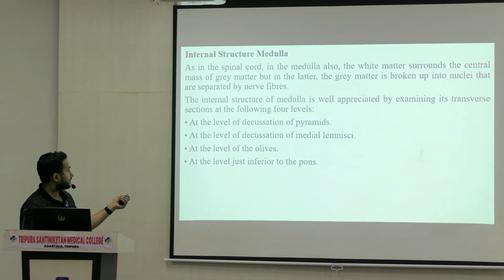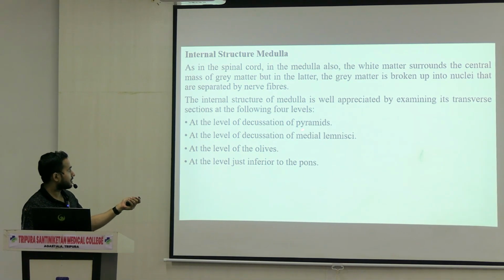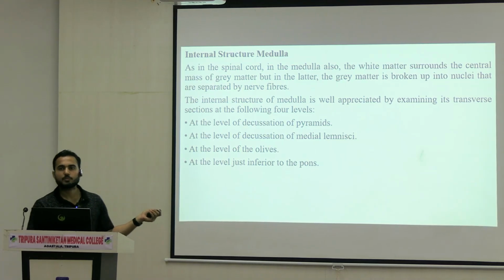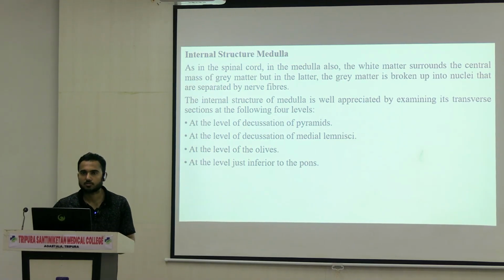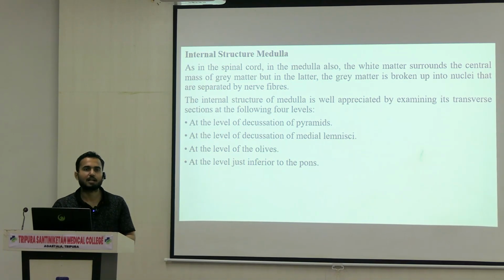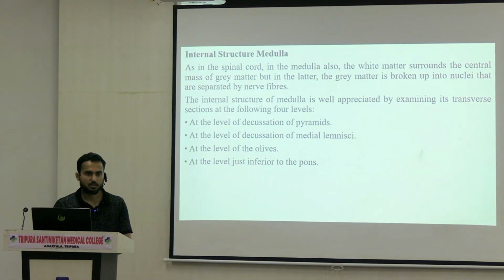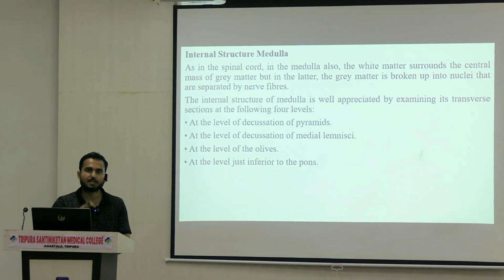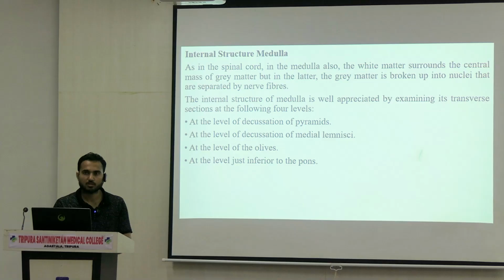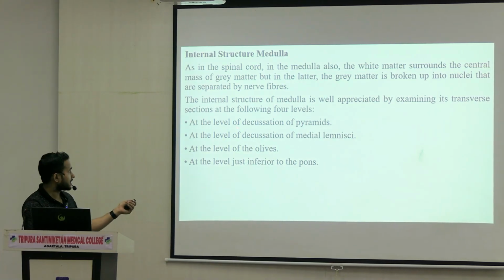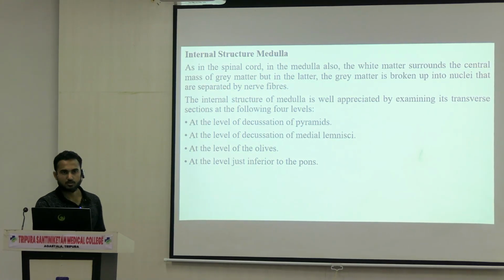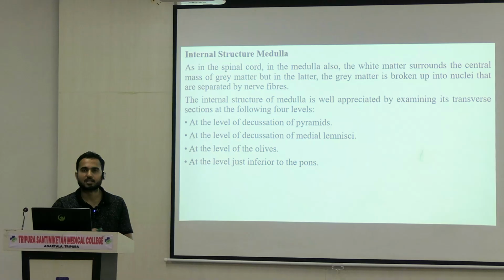So here you can see the first section is at the level of pyramidal decussation. I hope you remember the pyramidal decussation. The pyramid where the pyramidal fibers are decussating, means going opposite to each other. At that level you have to take one section. Since the section is passing through the pyramidal decussation, that's why it is also called the decussation of pyramid. So at that level we have to take one section.